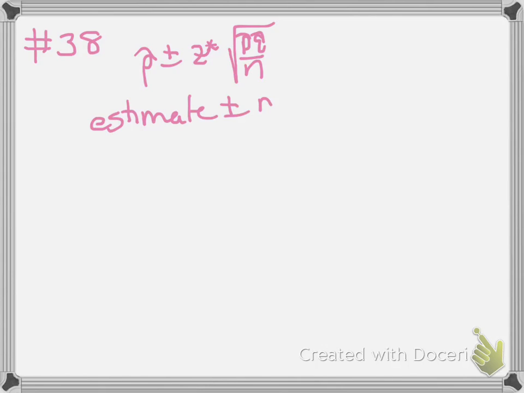All right, so let's remember the definition of confidence interval. Remember I used p hat plus or minus z star times the square root of p hat q hat over n. But I also use these words: that is the estimate plus or minus margin of error.